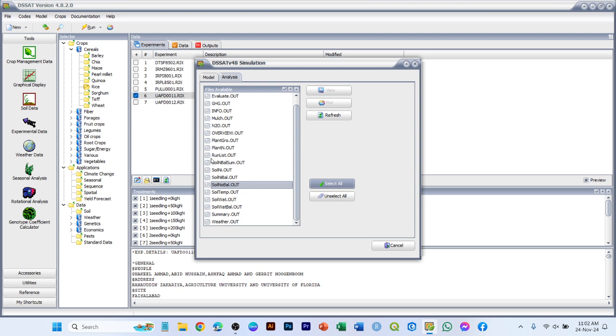Yes, this one was there. Actually, the model is very sensitive. So this window was already opened. That's why the simulation was not completed properly. So again, you have to open it.